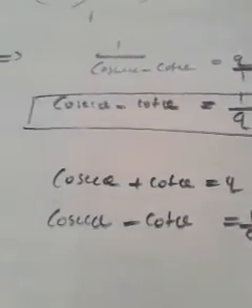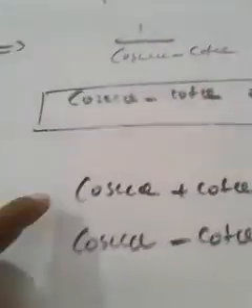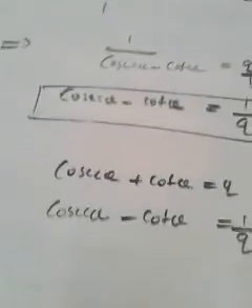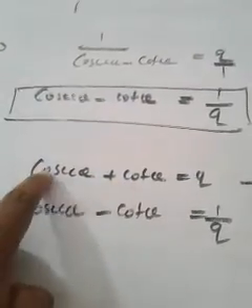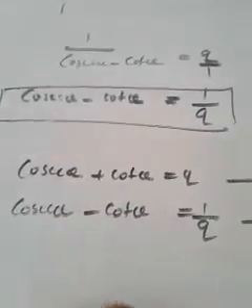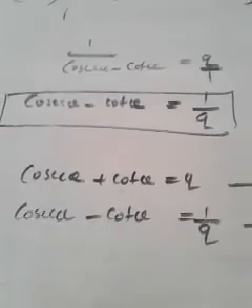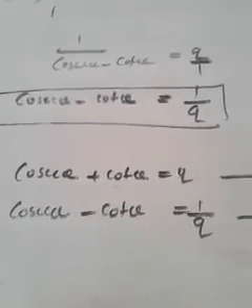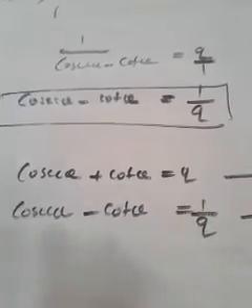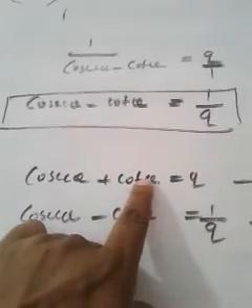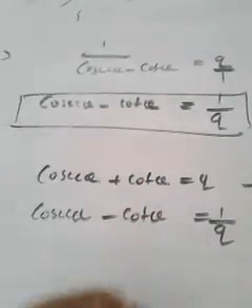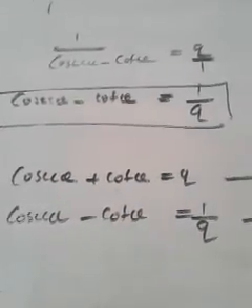So try to solve this. How can we solve two equations? You can consider it as a linear equation in two variables. If you call cosec x and cot y, it will be x plus y is equal to q, and x minus y is equal to 1 by q. So how do we solve a linear equation in two variables? Here the coefficient of cosec is the same, the coefficient of cot is the same, only the sign is different, isn't it?